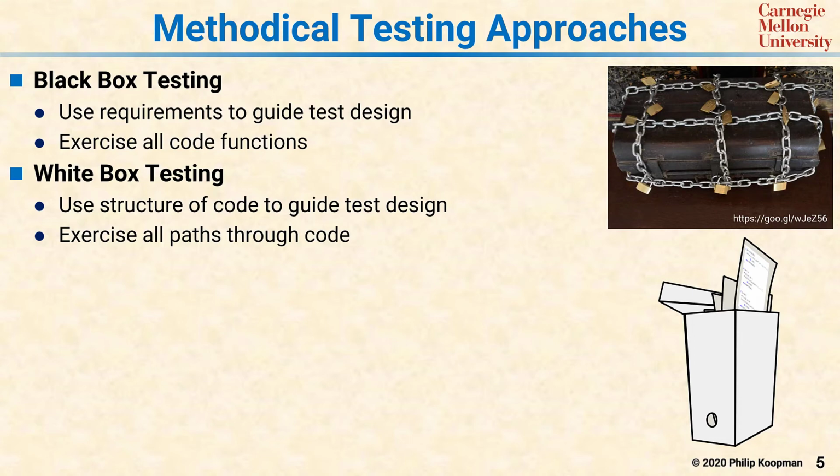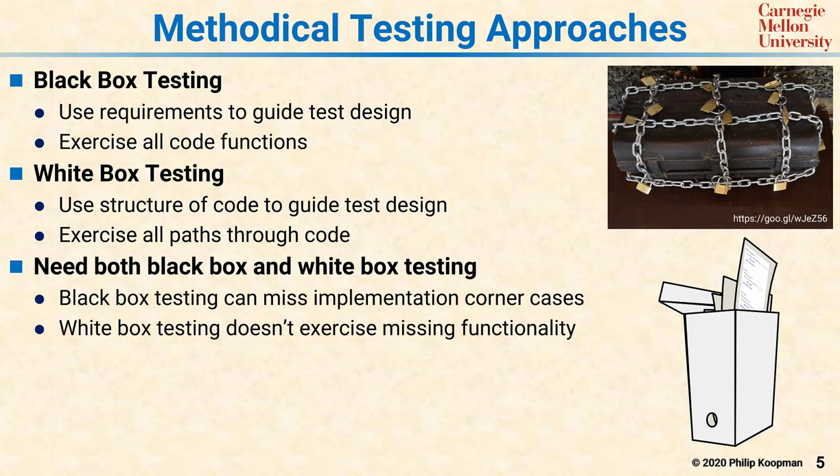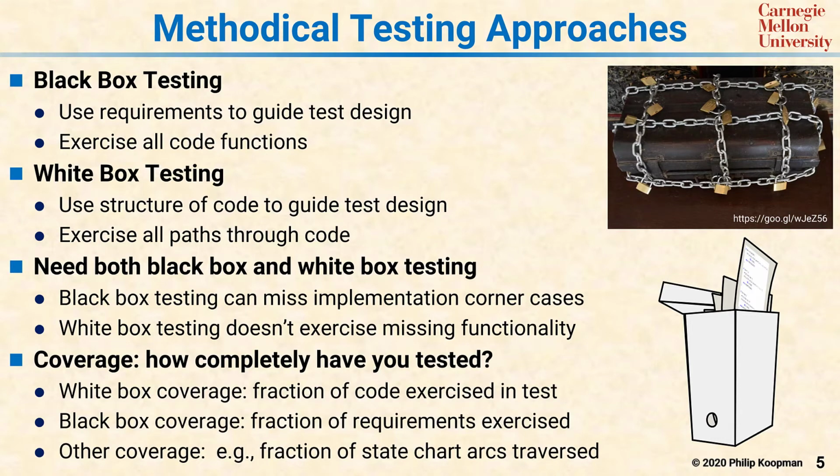In order to get thorough coverage, you need both black box and white box testing. Black box testing can miss implementation corner cases. So if you have just a functionality test, there might be some special value that you didn't know was special that causes the code to crash. And with black box testing, it's really hard to know what that is. In contrast, white box testing doesn't exercise missing functionality. So if you have a missing if statement inside the code, you don't know to test it because it's not there. But the requirements might say, well, there's a special case and the if is supposed to be there, but it's not.